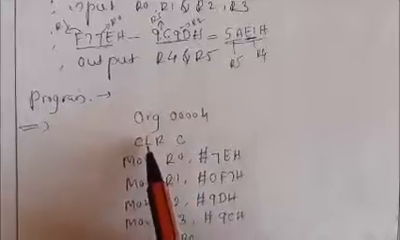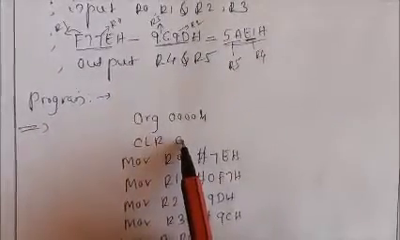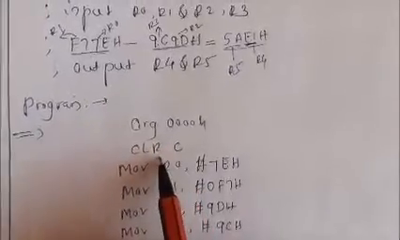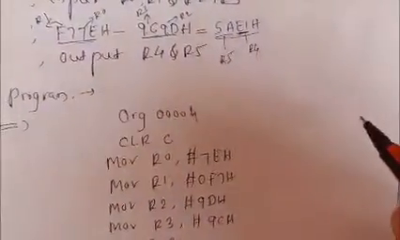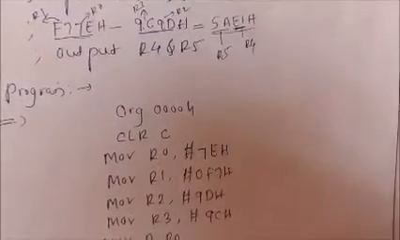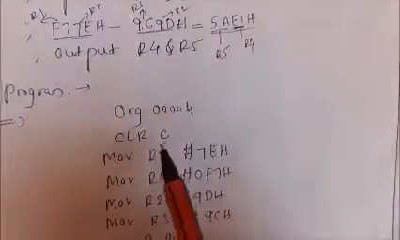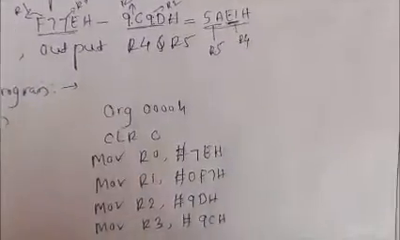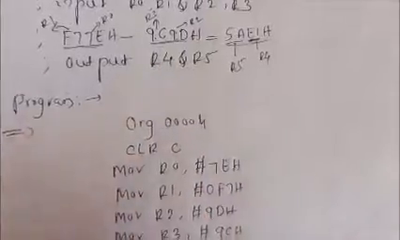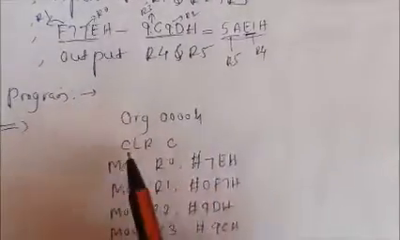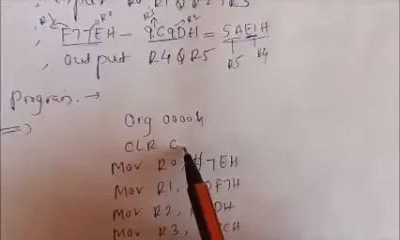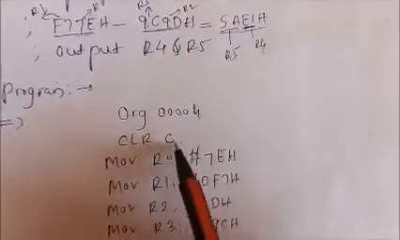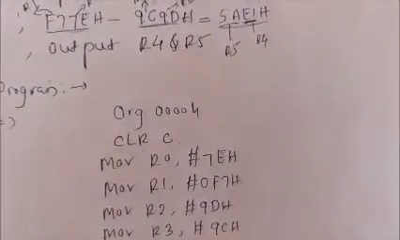So here I will write CLR C. Clear C means I am going to clear the carry flag. In addition, whatever is generated is the carry, but in subtraction we call it the borrow. Initially I am going to clear the carry flag. Clearing the carry flag means I am not going to consider any carry from the previous stage.